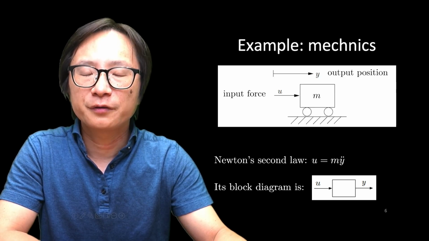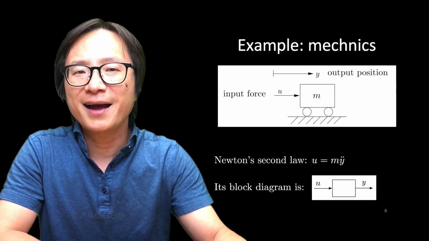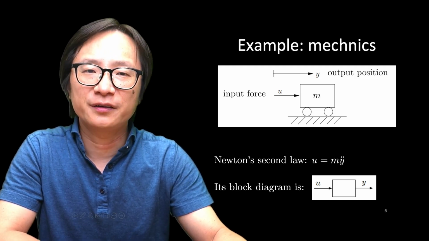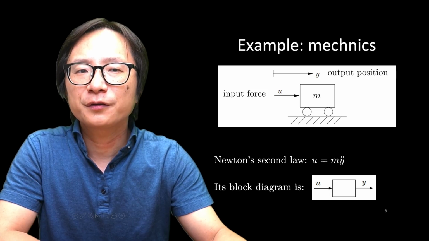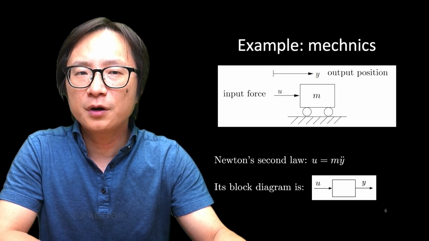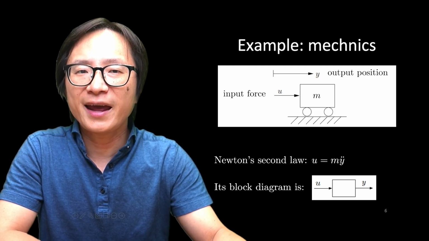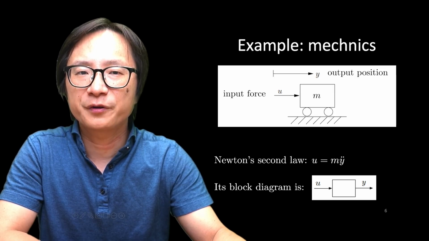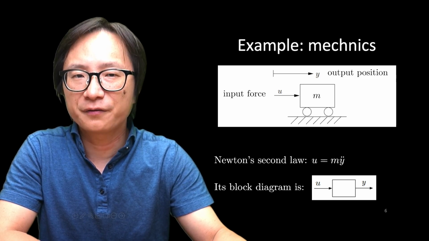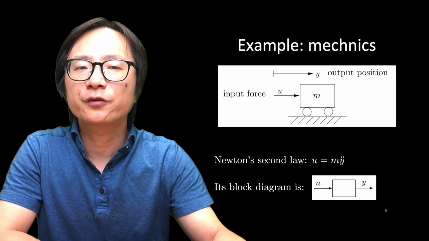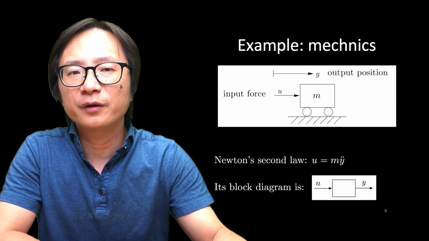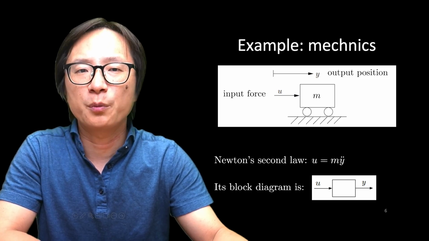Here's another example from mechanics. Consider a cart of mass m that can move horizontally along a line. Let y denote its position. According to Newton's second law, F equals ma, the force F is the input force u applied to the cart, and acceleration a is the second derivative of position, namely y double dot. So this is the second derivative of the position y. So we have u equals m y double dot. Again, we can represent this mechanical system with a block diagram with input u and output y.